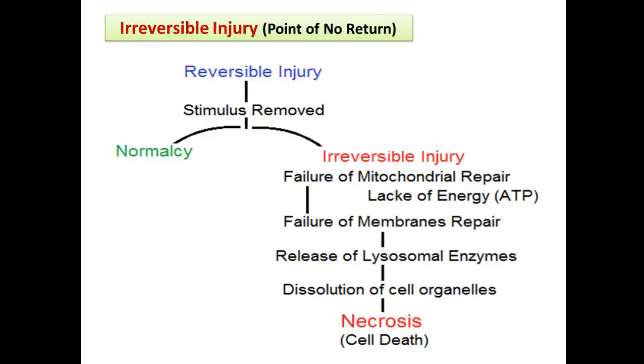Now we know that once a reversible cell becomes irreversibly injured, what do we see next? Failure of mitochondrial repair will lead to lack of energy and ATP generation. There is failure of plasma membrane and organelle membrane repair. What will happen? When the lysosomal membranes are damaged, there will be release of lysosomal enzymes, for example hydrolases, endonucleases, proteases. These enzymes will cause dissolution of the cell organelles and the cell will undergo necrotic cell death.